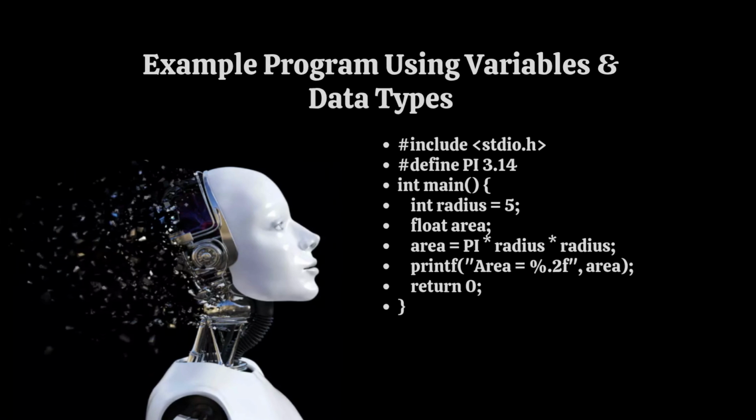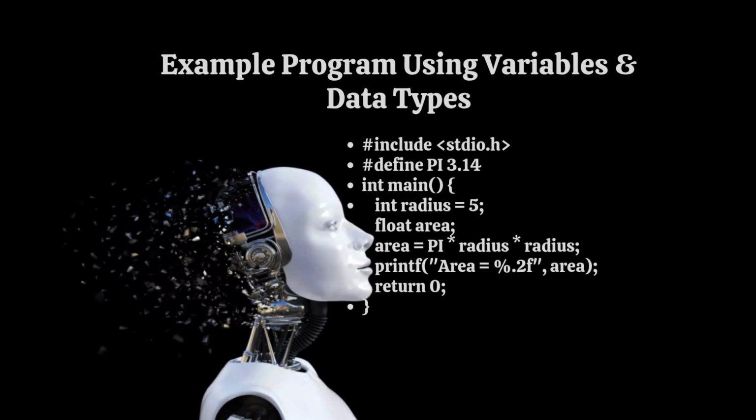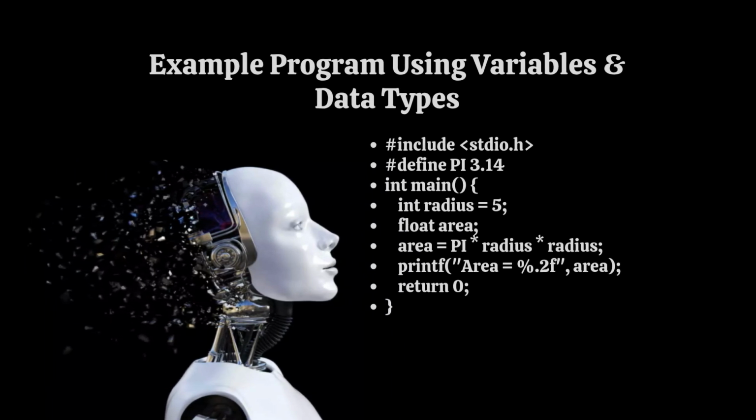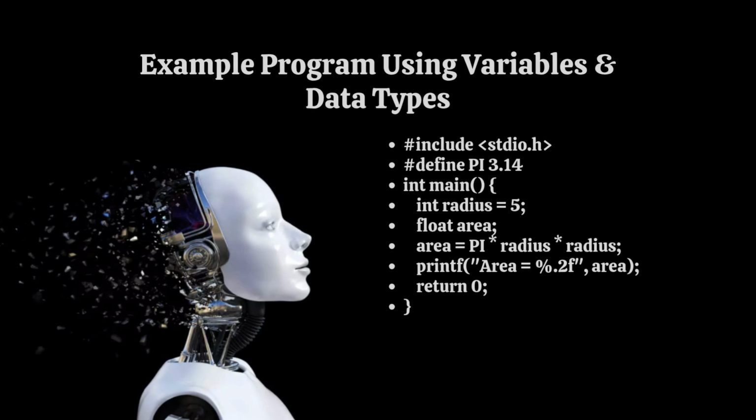Finally, we are at the last part. Before we wind up the video, let us see an example program using variables and data types. Here's a small program to find the area of a circle. See how we use pi as a constant and declared variables for radius and area. When you run it, it prints the area on screen. Pretty cool, right? Try changing the radius and see how the output changes too.